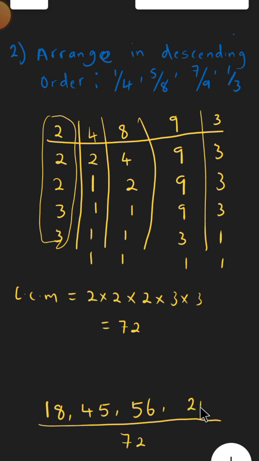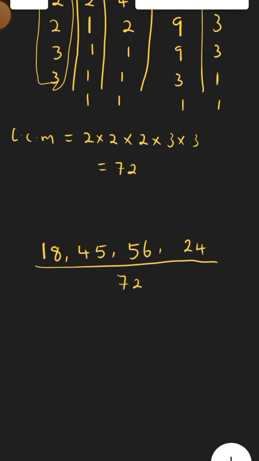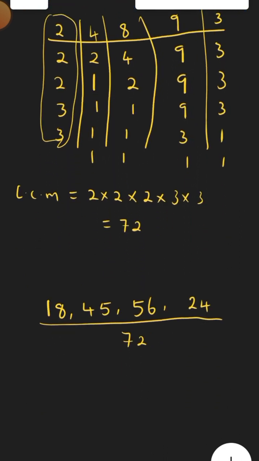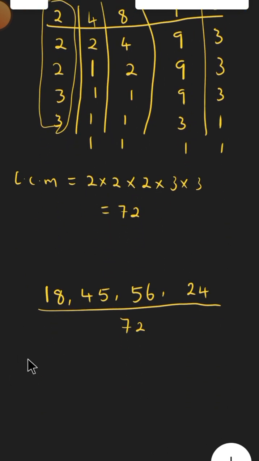Okay, 24. So we're asked to arrange in descending order, from the biggest to the smallest. What's the biggest here? We have 56. What is the fraction of 56? 7 over 9. So we are going to write 7 over 9.